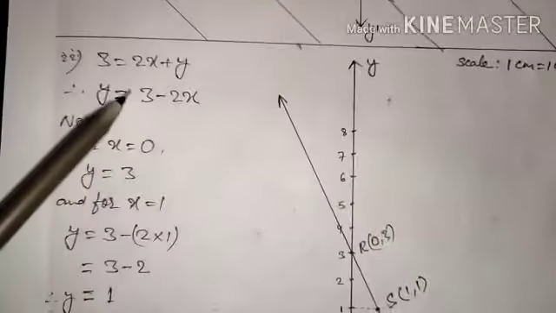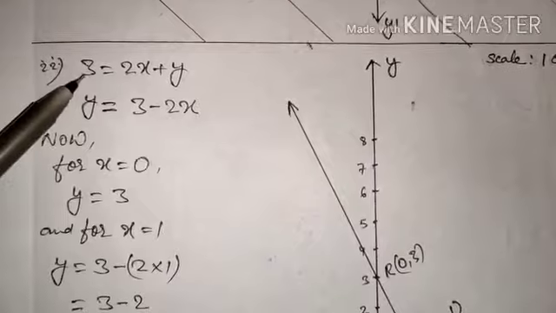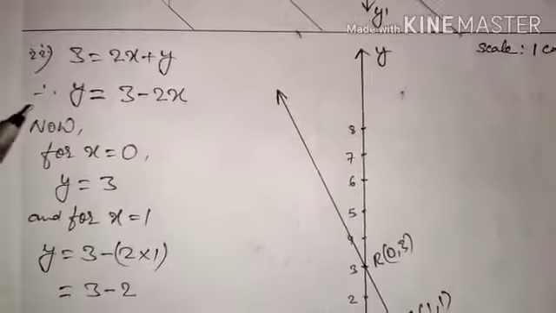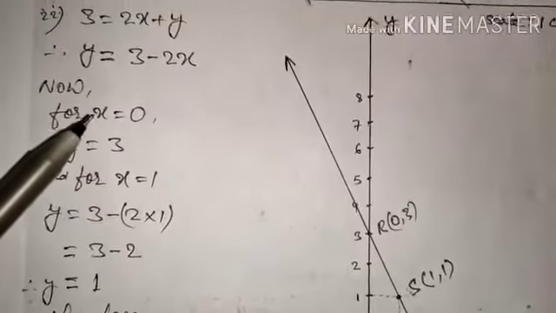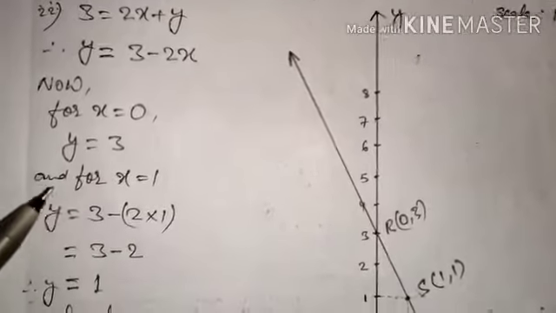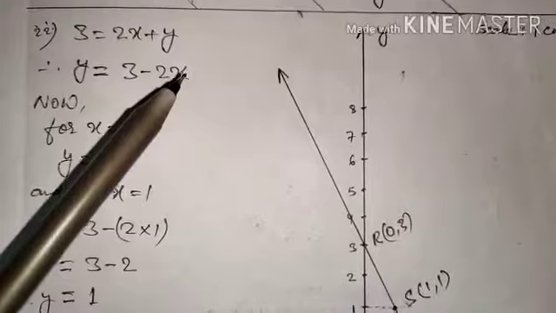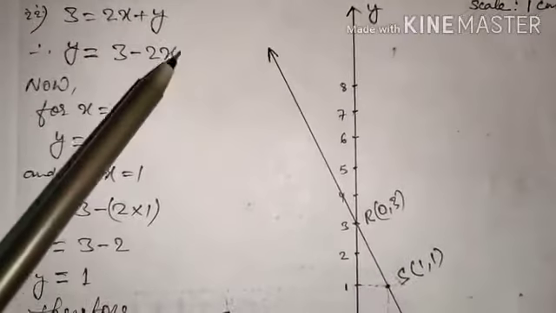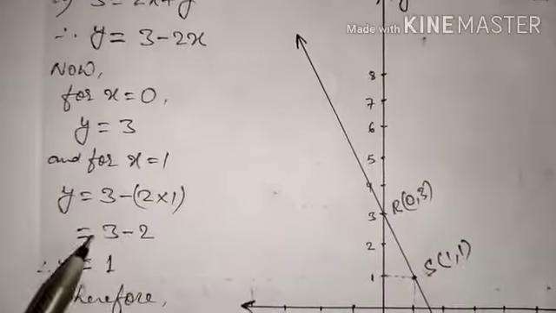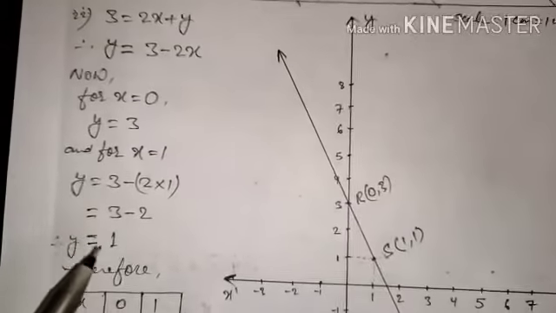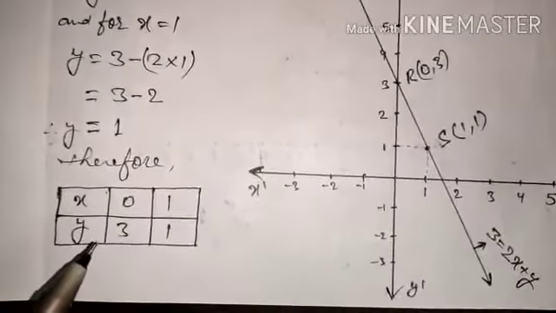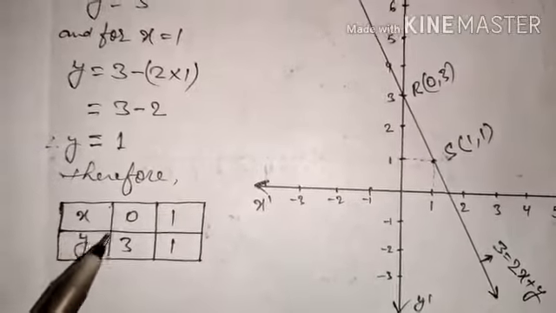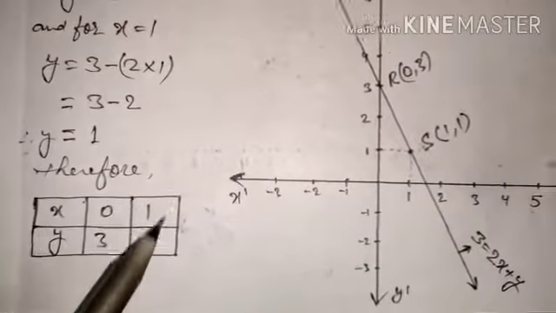Okay, now the graph of the other question, y is equal to 3 minus 2x. The same thing I have done again. Putting x is equal to 0, y is equal to 3. When we substitute x is equal to 1, 3 minus 2 into 1, 3 minus 2 is equal to 1. So for x is equal to 1, y is also 1. Again we have made a table of ordered pairs x comma y: 0 comma 3, 1 comma 1.